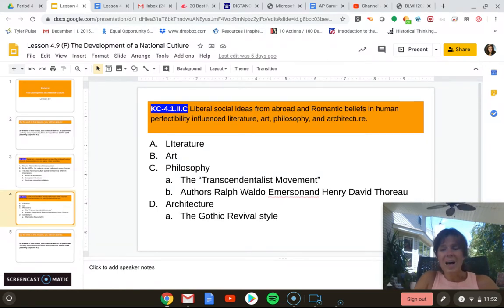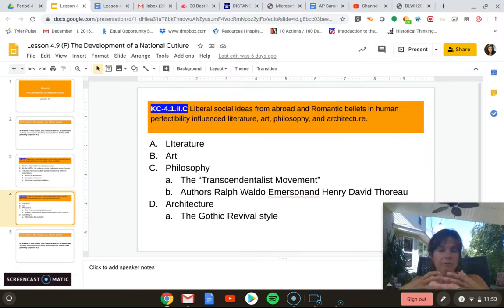Moving on to philosophy. Philosophy is the study of ideas. In America, we have a movement known as the Transcendental Movement. To transcend means to rise above. This movement shuns traditional religion in favor of an individual going out to immerse yourself in nature, to find this transcendent experience, to find a greater understanding of your place in the universe. So it's getting in touch with nature.